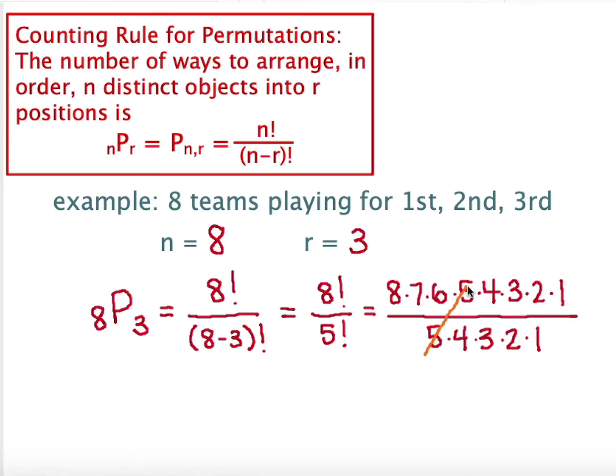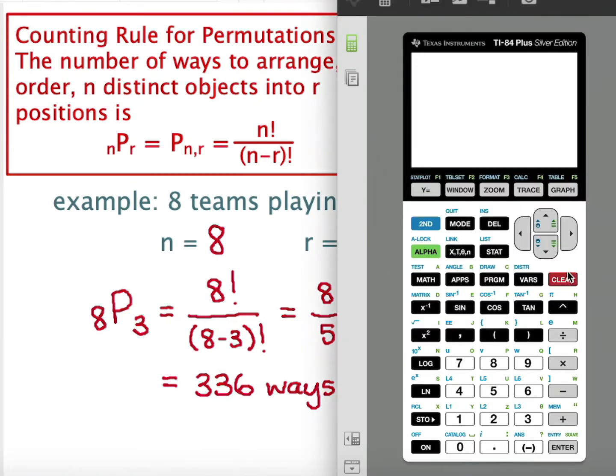Have you ever seen this little factorial hack where if you write out the factorial, you can cancel a bunch of the numbers? So this winds up just being 8 times 7 times 6. So 8P3 comes out to be 336. And so there are 336 different ways that those 8 teams could wind up placing first, second, and third place.